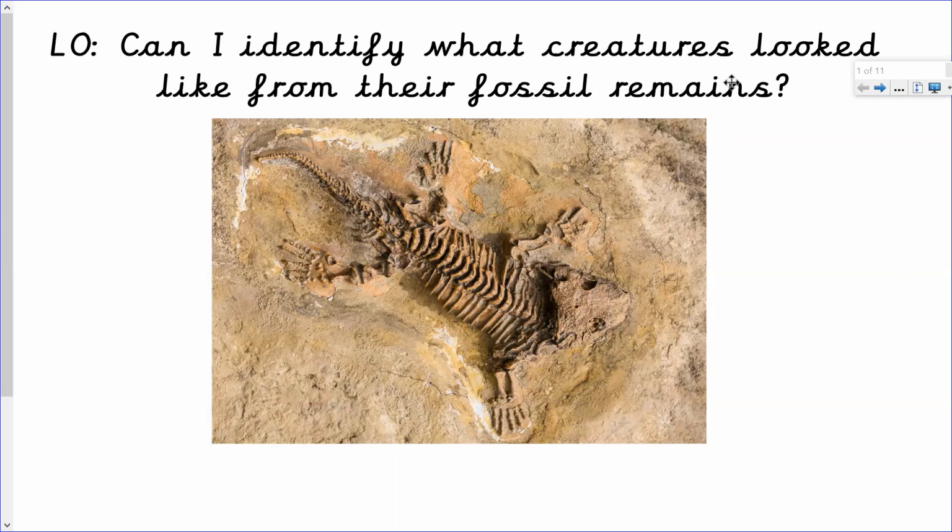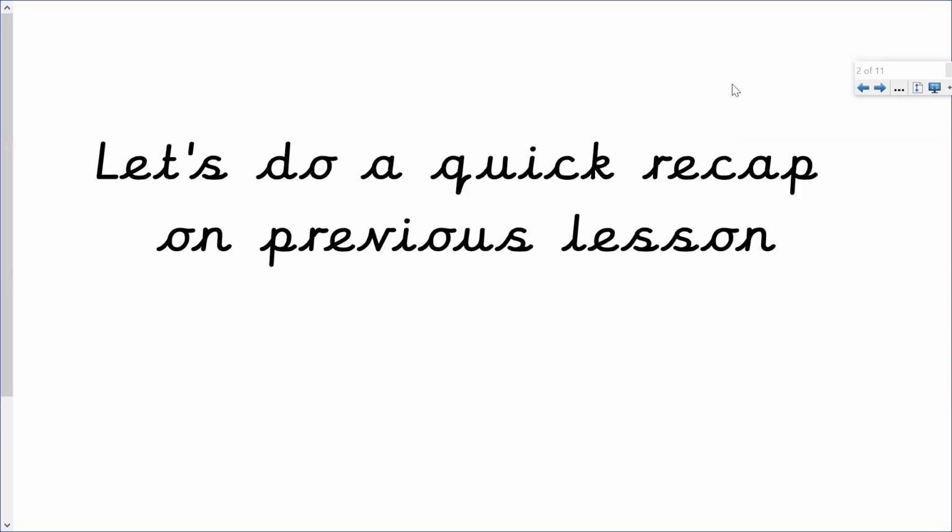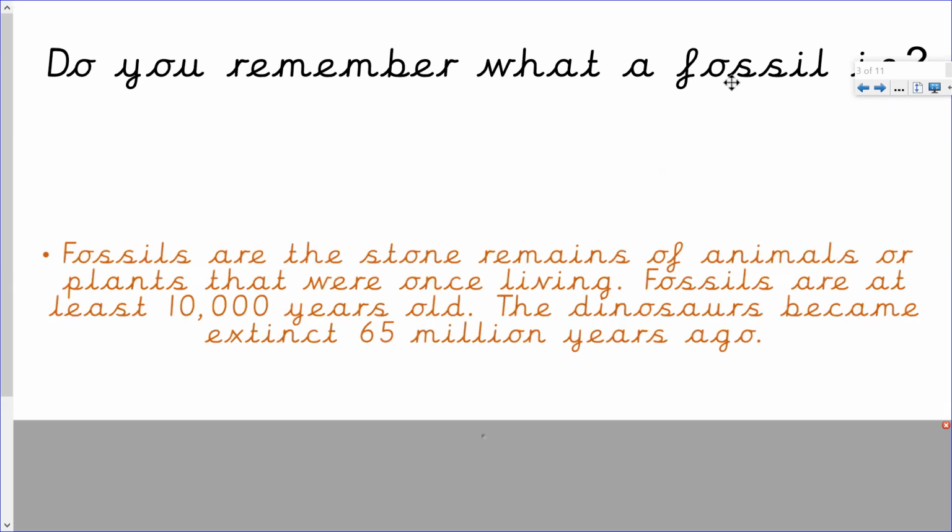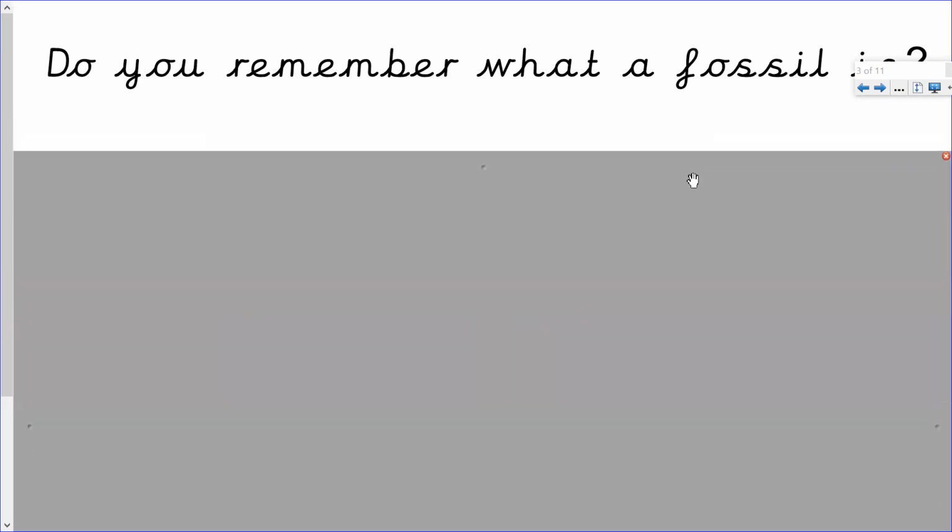This week we have been looking at fossils. Today we will carry on looking at fossils and sketch our own fossils. Great, let's get into it. So, let's do a quick recap on our previous lesson. Do you remember what a fossil is?